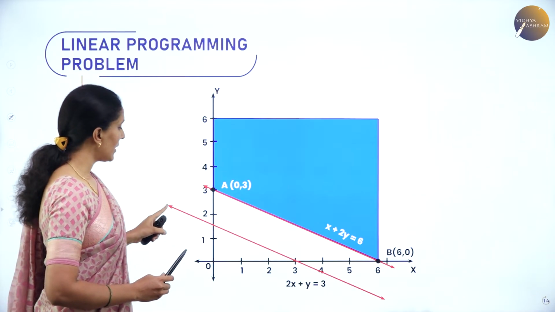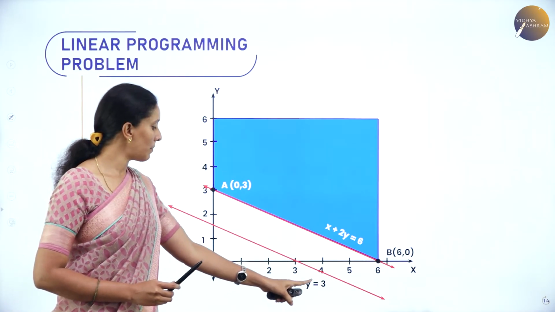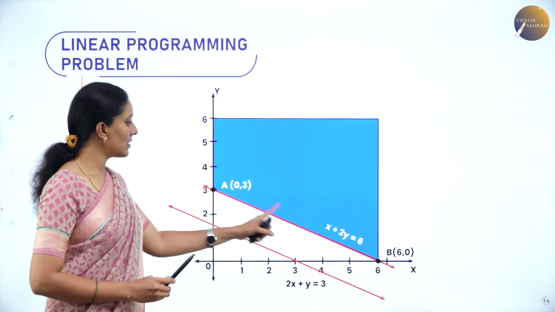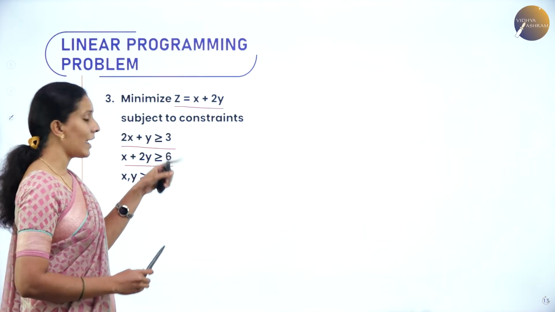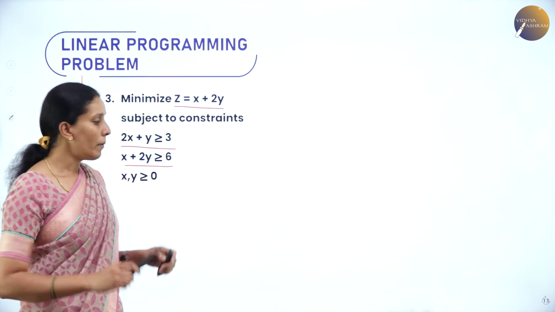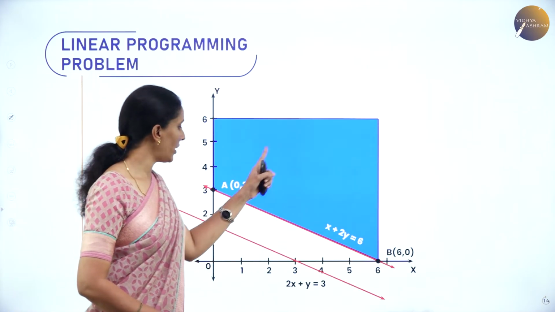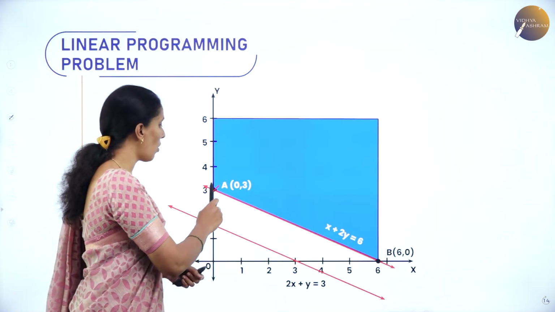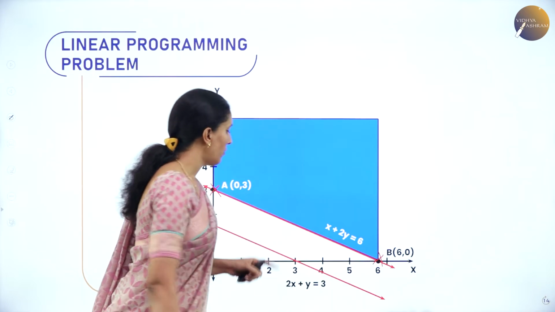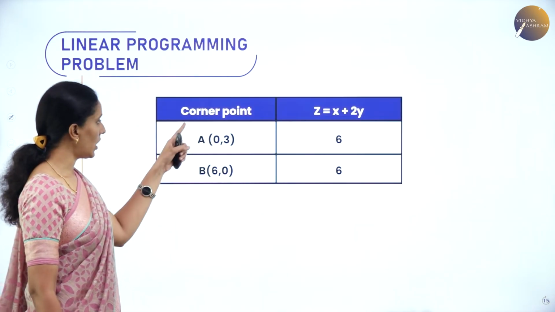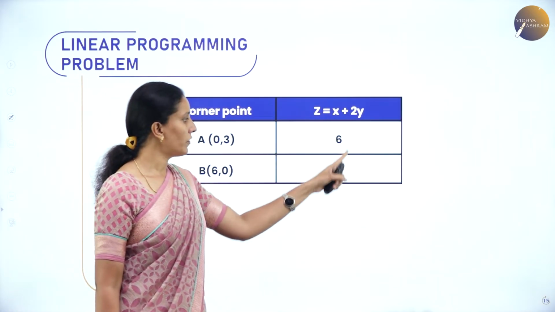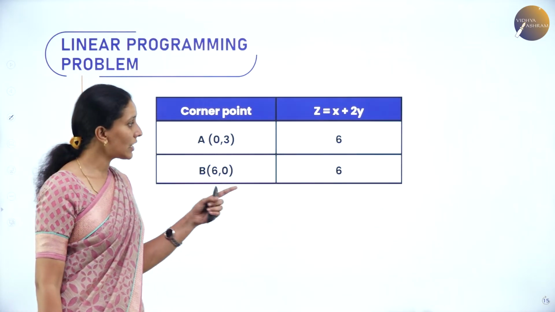So clearly you can see this is the line 2x plus y is equal to 3 and this is the line x plus 2y is equal to 6. For both, the region will be above the line. The common region will be this blue shaded region. Hence you have only two corner points here, one at A and another at B. Substitute them in the corner table and find the value of z. So here you have 6 and 6.